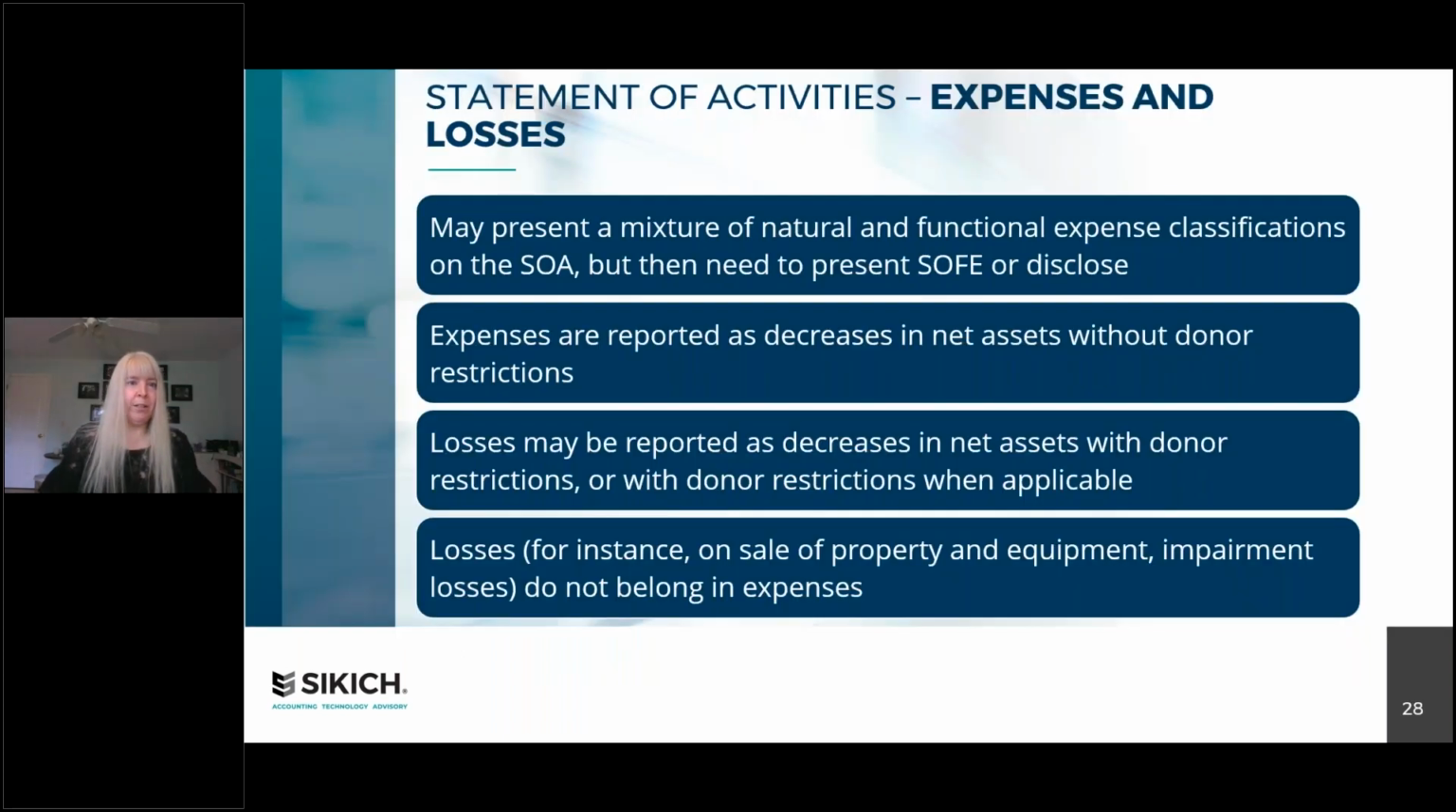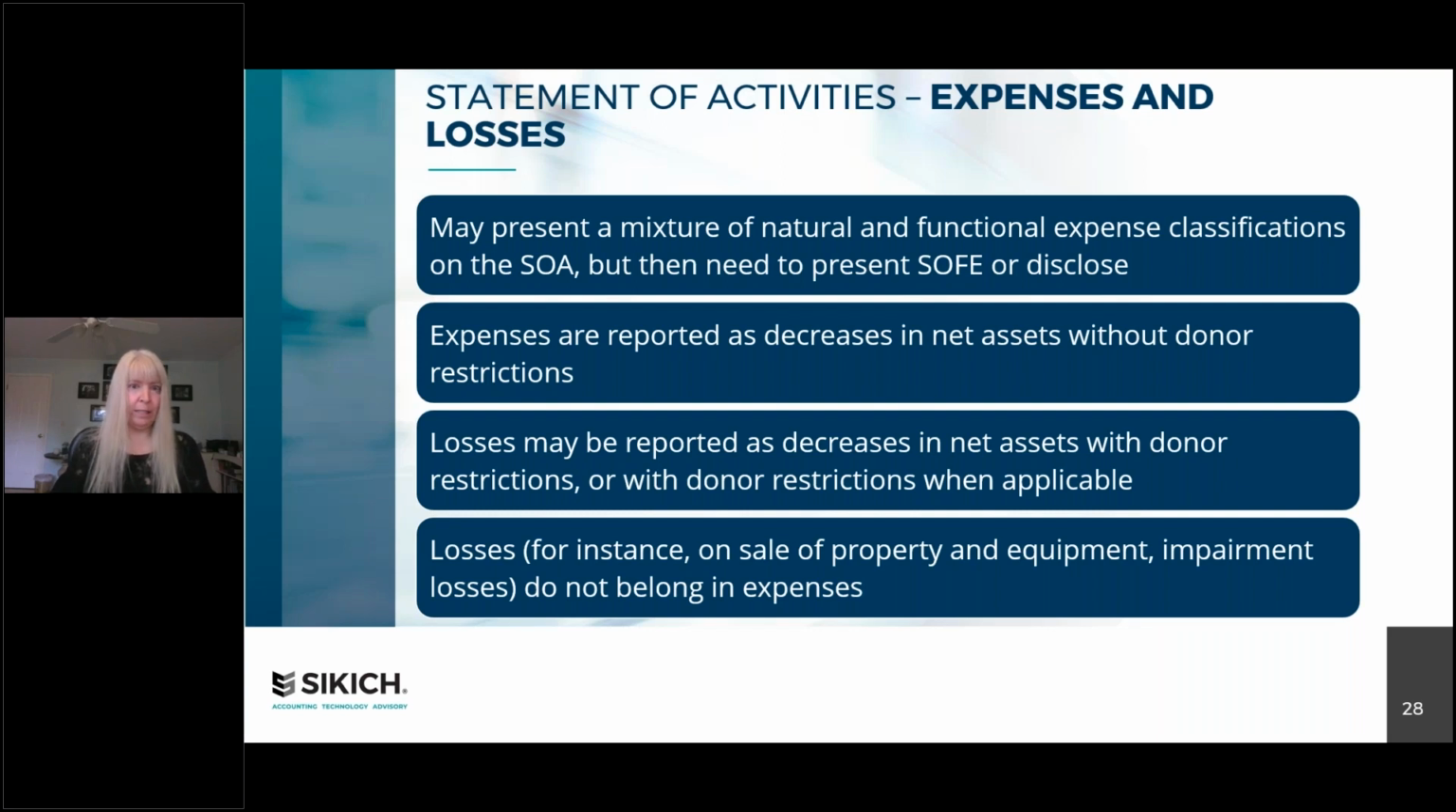So expenses and losses in the statement of activities, you may present a mixture of natural and functional expense classifications in the statement of activities. But if you're doing that, you need to present a statement of functional expenses or disclose that analysis of expenses by nature and function in the footnotes.